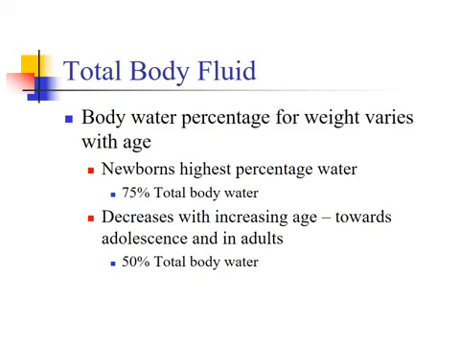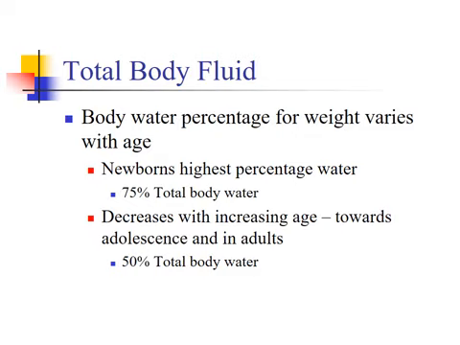This slide shows total body fluid. Body water percentage for weight varies with age. We know that newborns have the highest percentage of water at about 75% total body water. And then this decreases with age towards adolescence and into adulthood, where the total body water is about 50%.